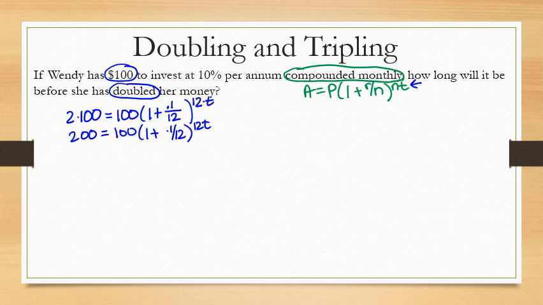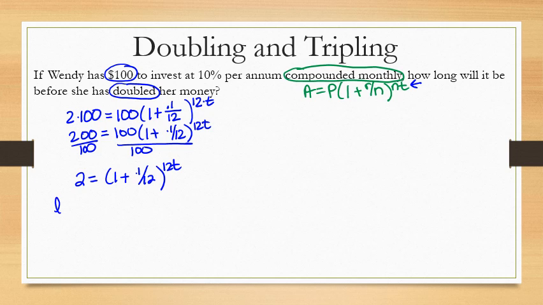So again, this is an exponential equation. We have a variable in the exponent. So to solve exponential equations, you isolate the exponential piece and then take the logarithm of both sides. So I first need to divide both sides by 100. And that leaves me with 2 equals 1 plus 0.1 divided by 12 to the 12t. Now that I have this exponential piece isolated, I can take the logarithm of both sides.